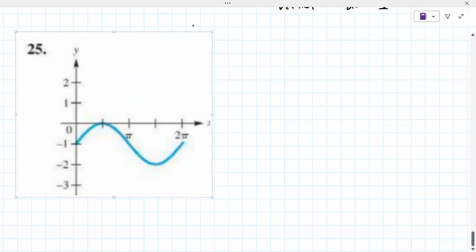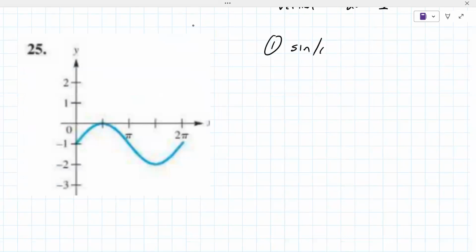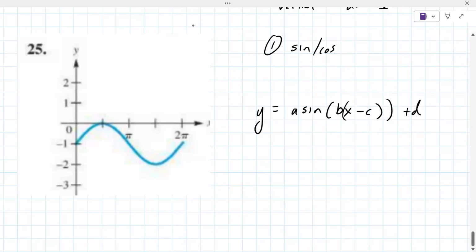So the first thing is to decide whether it's a sine or a cosine. Which one does this look more like to you, a sine or a cosine? Sine. I think it's a sine, yeah. So you start by writing y equals a sine bx minus c plus d. You could write the general format if you wanted. It's probably too much, but that's okay.